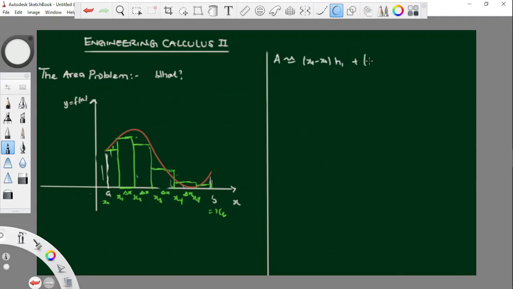And I can say the next one is going to be x2 minus x1 multiplied by h1, plus x3 minus x2 multiplied by h2, and all the way to xn minus xn minus 1 multiplied by hn. Sorry, this is the second, this the third, so this should be hn. So we can say that the area can be approximated by this, not necessarily being equal to it.